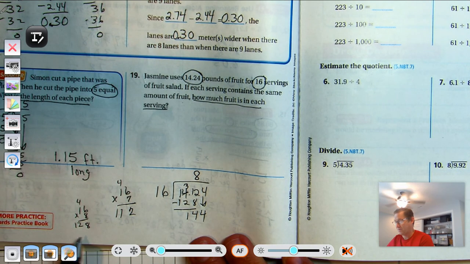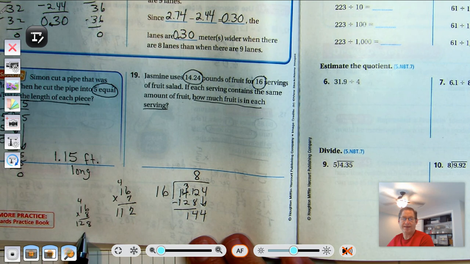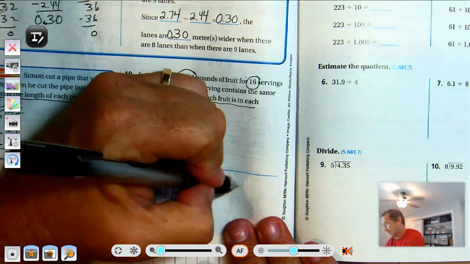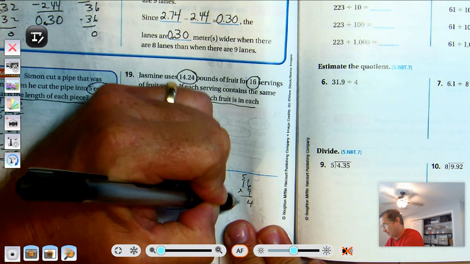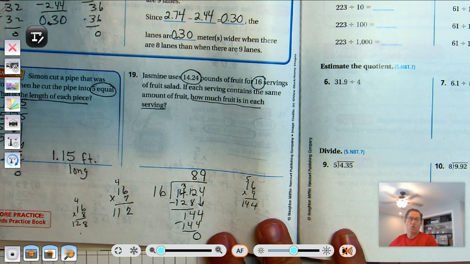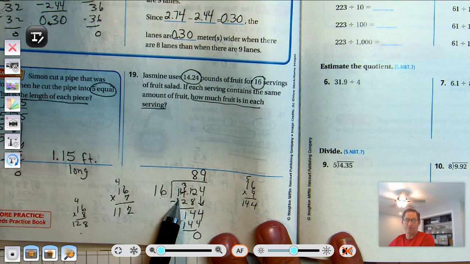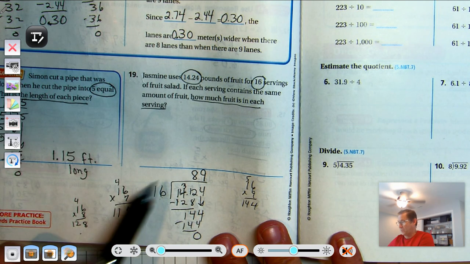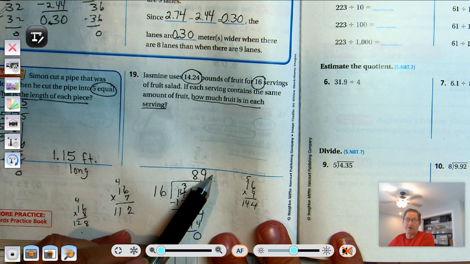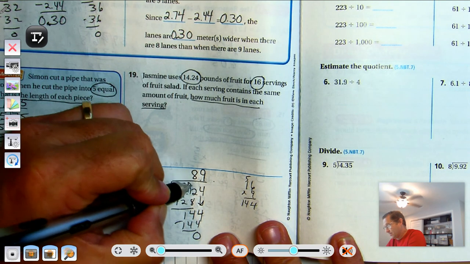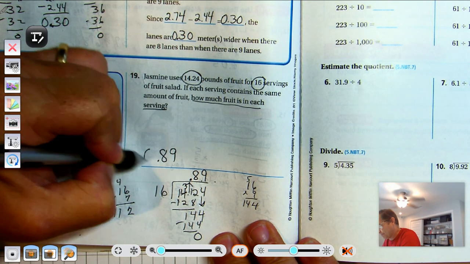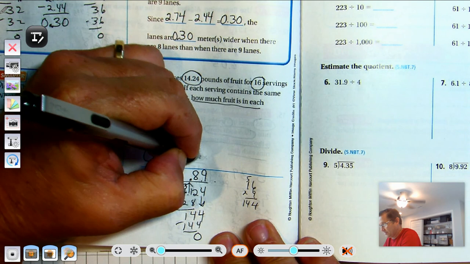144 divided by 16. Well, if I add 16 to 128, that's 144. So 9 times 16 is 144. So we get 89. Well, we said our answer was going to be about 1. If I put the decimal here, 8, that's really not close to 1. If I put it after the 9, 89, that's definitely not close to 1. So it must go in front of the 8. 89 hundredths pounds of fruit per serving.